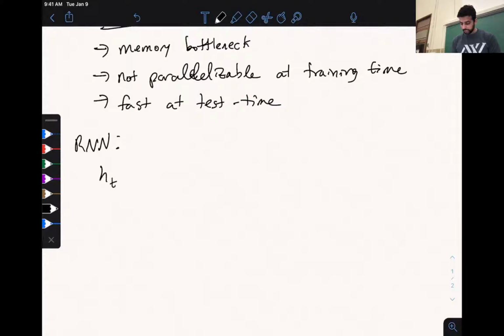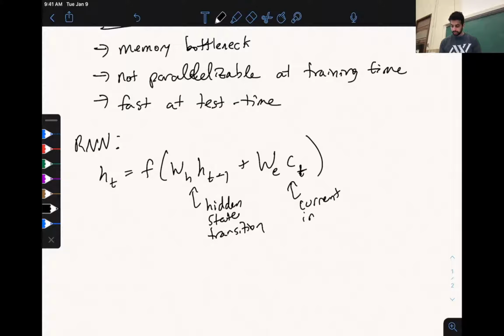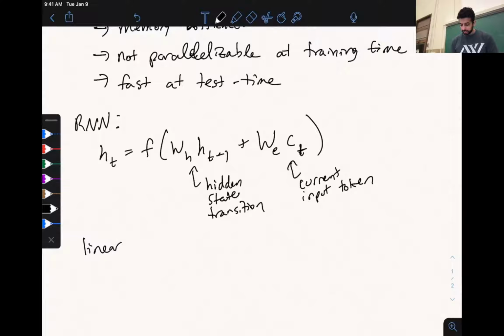Right, so H sub T equals F of W_H times H_(T-1) plus W_E times x_T. This part is responsible for the hidden state transition, and this part is responsible for the current input token. Now, a linear RNN is literally just the same thing except without the nonlinearity. So we have W_H H_(T-1) plus W_E x_T.